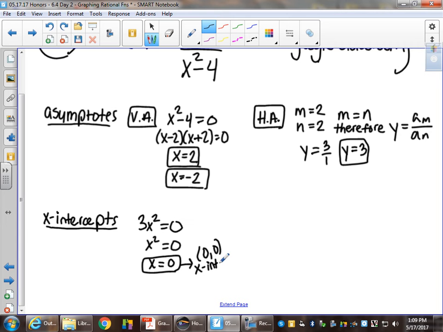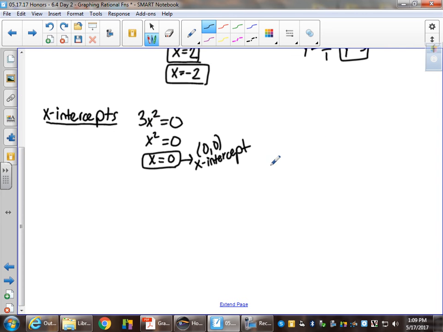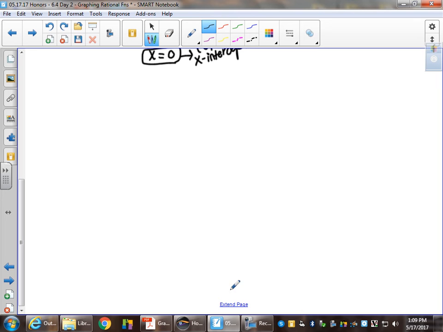I'm going to be clear in labeling this as an x-intercept, because notice x equals 2 and x equals negative 2, those are going to be vertical dotted lines on our graph. We don't want to confuse this as being an asymptote just because it says x equals. So here, this is an x-intercept. Let's get a sketch of a graph just with the information we have so far. I'm going to draw a 10 by 10.